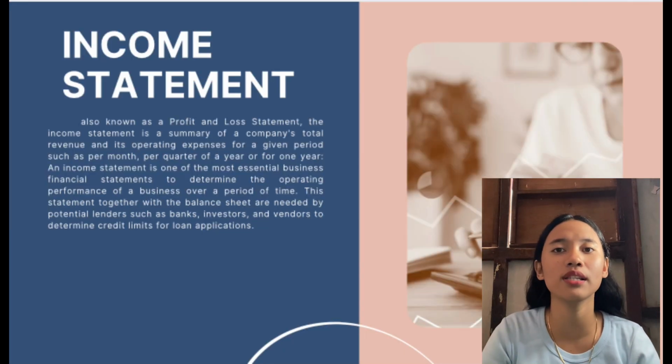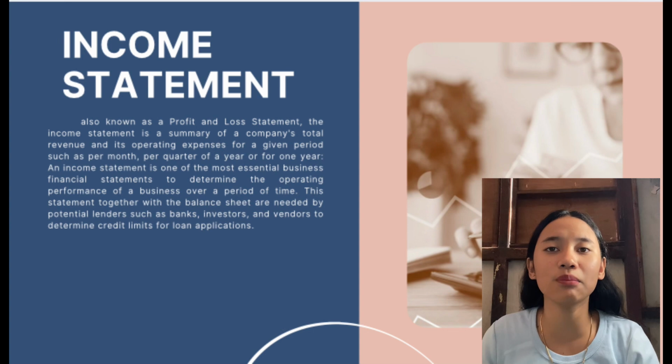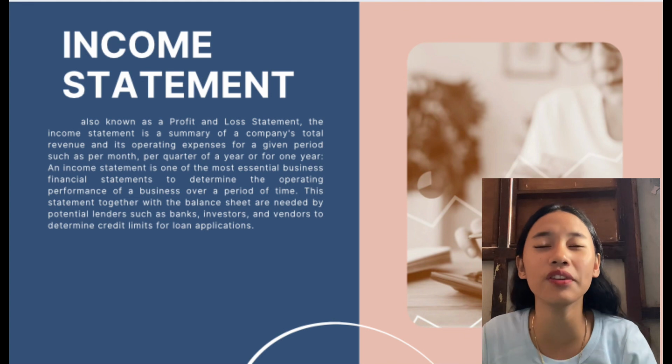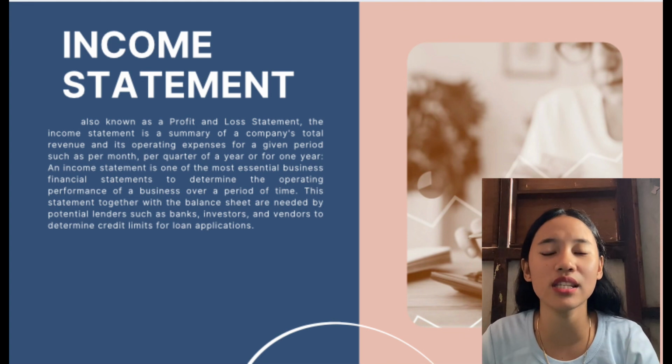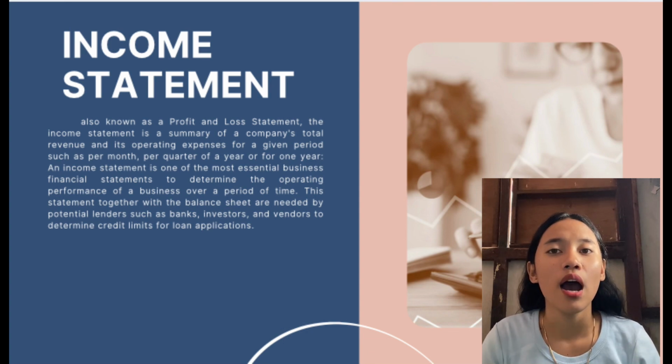The first one is the income statement or the profit and loss statement. This statement shows a company's financial performance over a specific period, like a month, quarter, or even year. It outlines the revenue earned and the expenses incurred to arrive at the net income or net loss. It helps to understand if the business is making money.